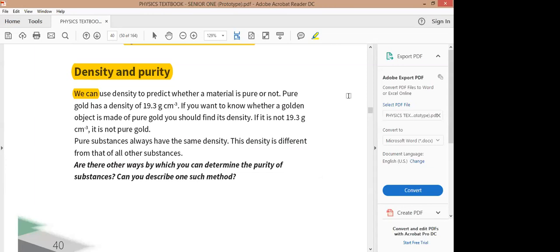Can somebody else tell us how she would distinguish between paraffin and methylated spirit? Okay, Narule. Teacher, I think that I may use the boiling point and the melting point, because I think they have different boiling point and melting point. Beautiful. Thank you so much.